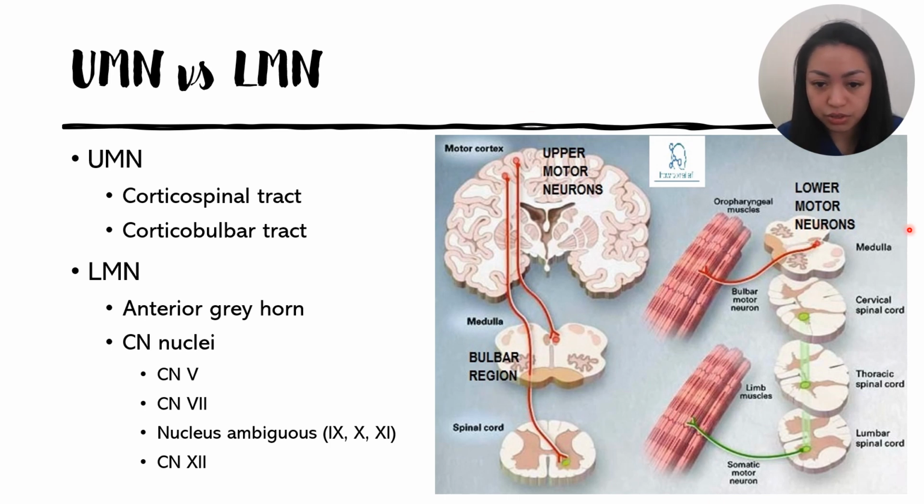If you look at this diagram here, these are your upper motor neurons and these are your lower motor neurons. The upper motor neuron, there's two types, or two pathways, or two tracts. We have the corticospinal tract and the corticobulbar tract.